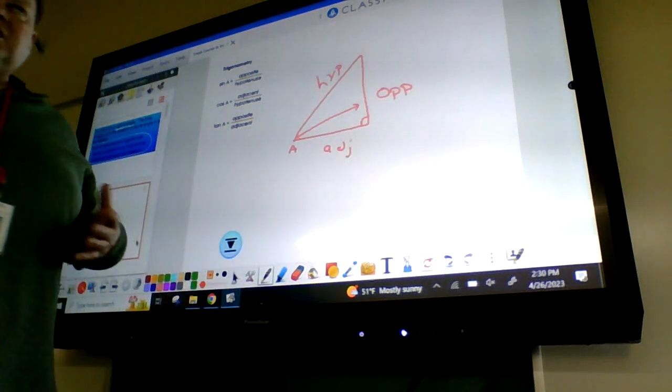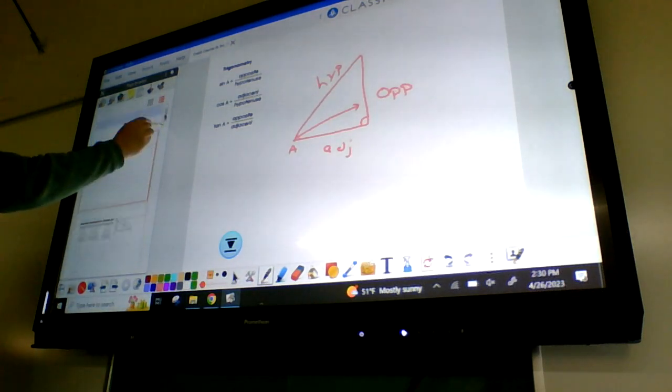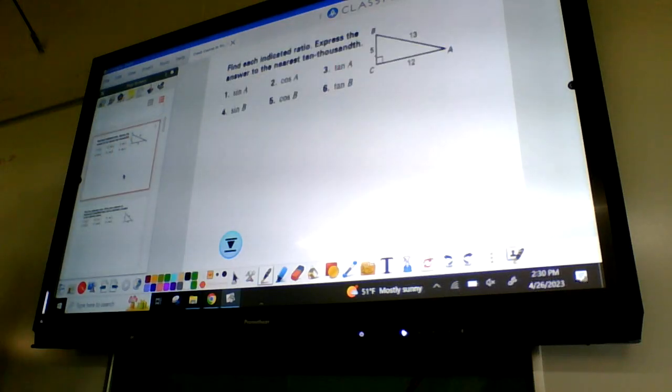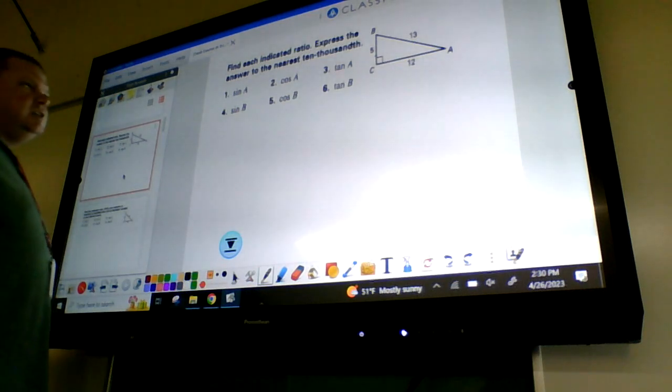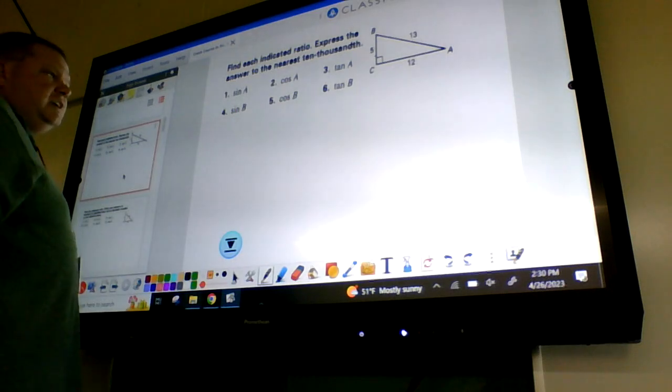Some of the release test questions that we've seen have been as simple as writing sine, cosine, and tangent and putting the numbers down. Some of them have been solving triangle pieces with that. We're going to show you how to do each of those pieces. So we're going to find each indicated ratio. We're going to express our answer to the nearest, in this case it says, 10,000th. We're going to do it as fractional pieces.